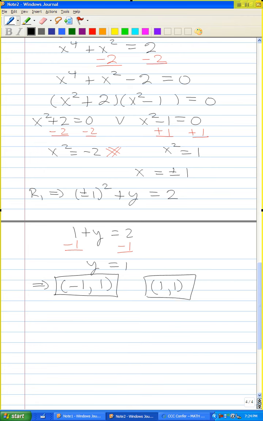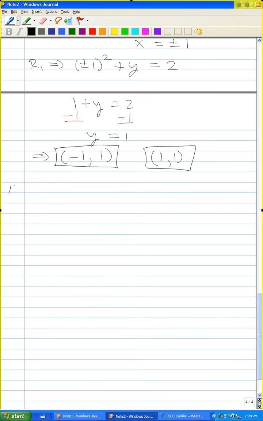Okay. Let me do problem number, let's say 14. x squared over 12 plus y squared over 16 is 1. 3x squared over 35 plus 2y squared over 35 is equal to 1. Okay, so let me do that.